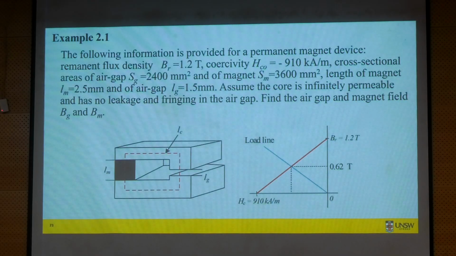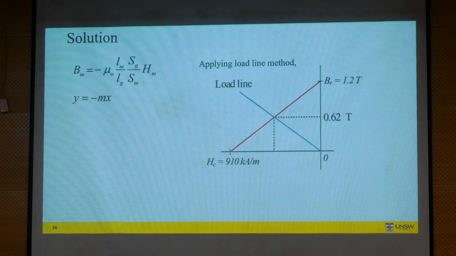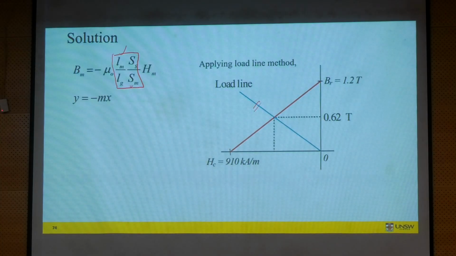This example shows you how this load line is calculated for the particular dimensions of this simple geometry. You may note how the slope of this load line varies. It depends on the magnet width, as I said, Lm. It depends on the cross section of the magnet. It also depends on how big or small your air gap is, and the air gap's cross-sectional area. So actually four things.